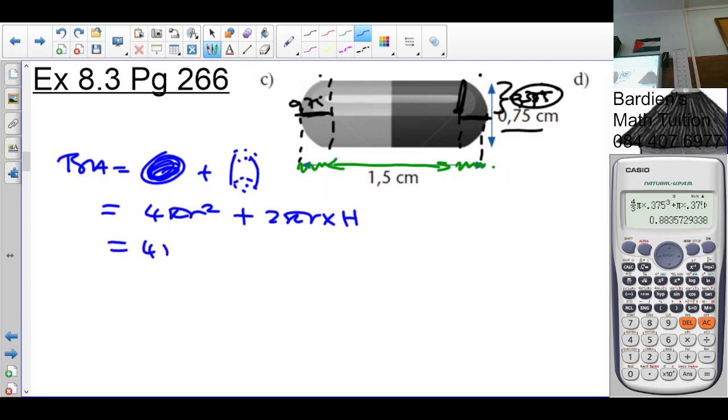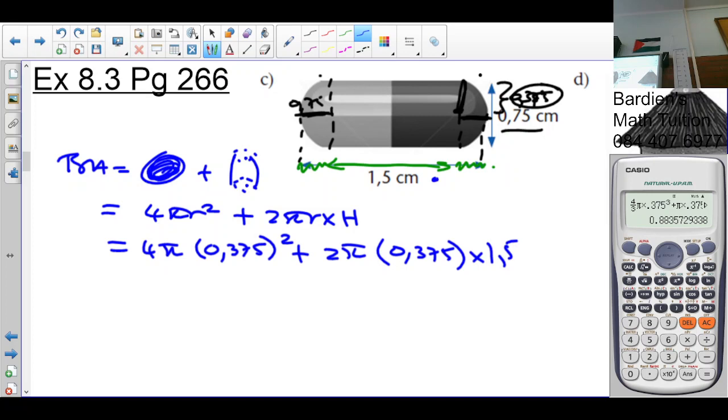Okay, so it's going to be 4 pi. My radius is 0.375 squared plus 2 pi r, 0.375, times the height of the object, which is, we're going with the change there, 1.5. So let's put that in the calculator. So it's 4 pi times 0.375 squared plus 2 pi times 0.375 times 1.5. We get 27 over 16 pi, which is 5.30. Is that correct? 5.30 centimeters squared.